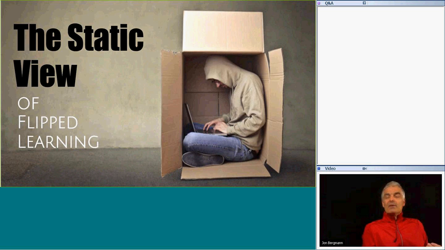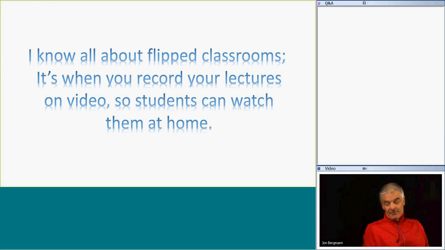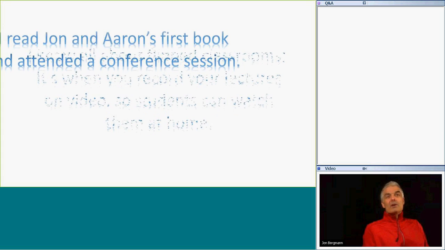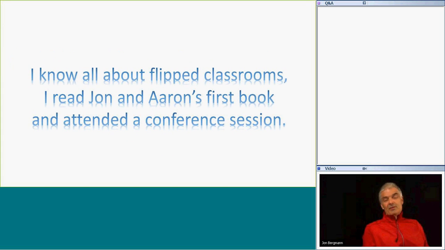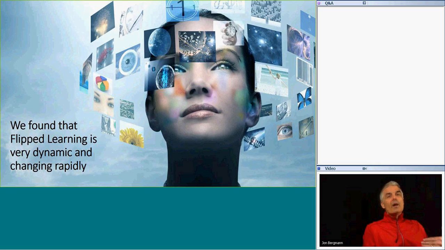So let's take a look at number 1, flip learning is not static. Because there is a static view of flip learning. And the static view says things like this: I know flipped classrooms. It's when you record your lectures on video so students can watch them at home. So there's proof to that. Or they say, I know all about flipped classrooms. I read John and Aaron's book. I attended a conference session, so you know all about it. What we found was that flipped learning is a very dynamic movement that is rapidly changing.